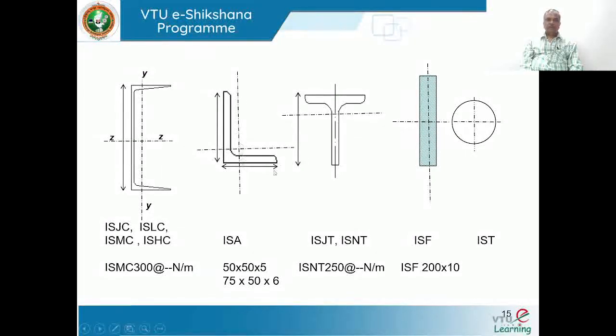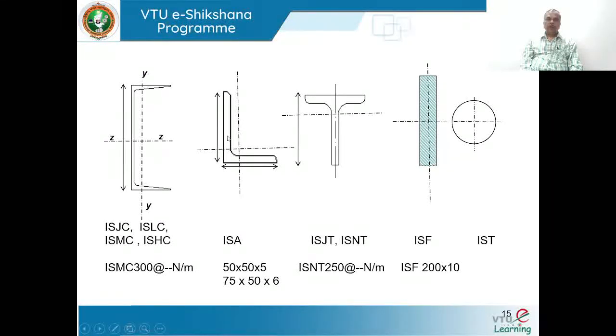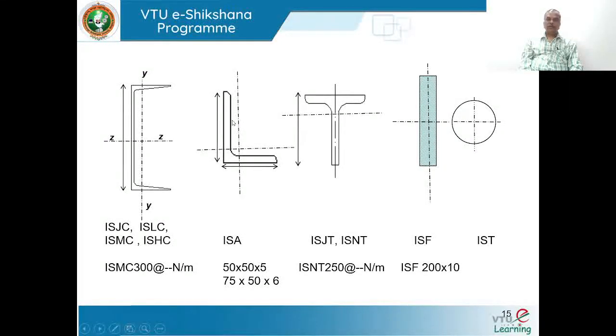Now, as far as the angle section is concerned, it can be an equal angle where both legs have the same length. Otherwise, it can be an unequal angle, where the legs are of different lengths. It is designated as ISA, Indian Standard Angle. ISA 50 by 50 by 5 means it is an equal angle where the length of one leg from the outside and the length of the other leg are the same, and the thickness of the entire angle is uniform.